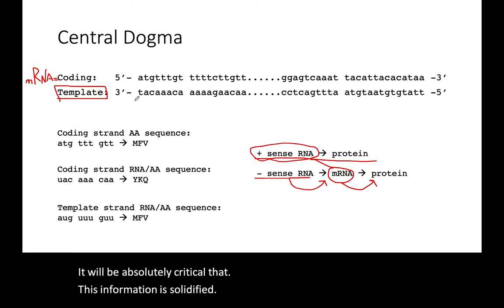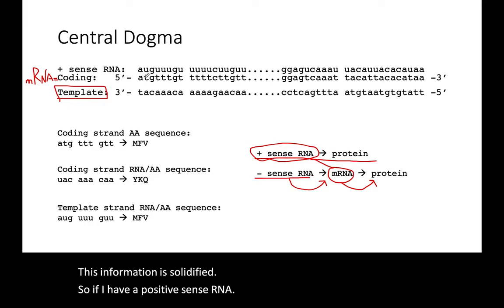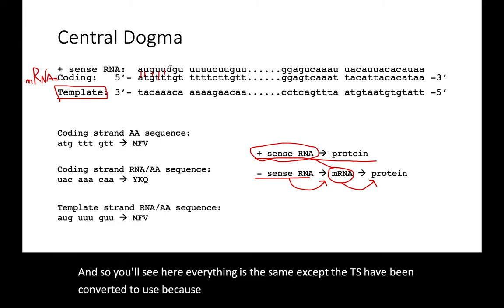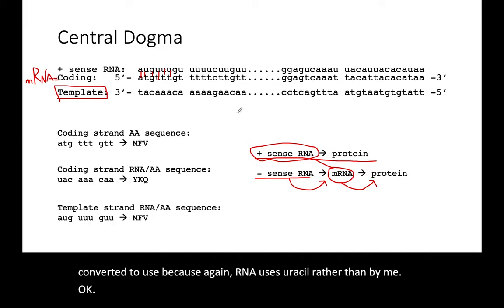So if I have a positive sense RNA strand, it will look like the coding strand. And so you'll see here everything's the same except the T's have been converted to U's because, again, RNA uses uracil rather than thymine. Okay, so that is the central dogma.